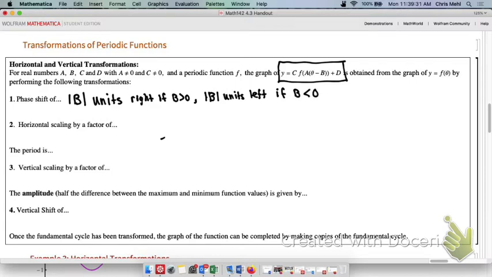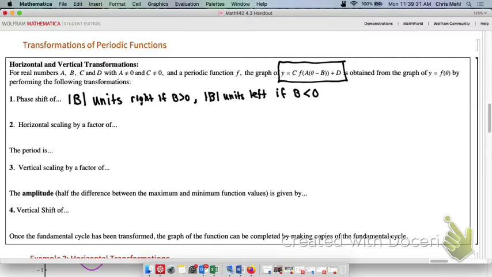Okay, so basically this just tells you where you're going to start your cycle in your transform graph. So the fundamental cycles all start at 0. The phase shift is going to tell you where your cycle is going to start on the new graph.